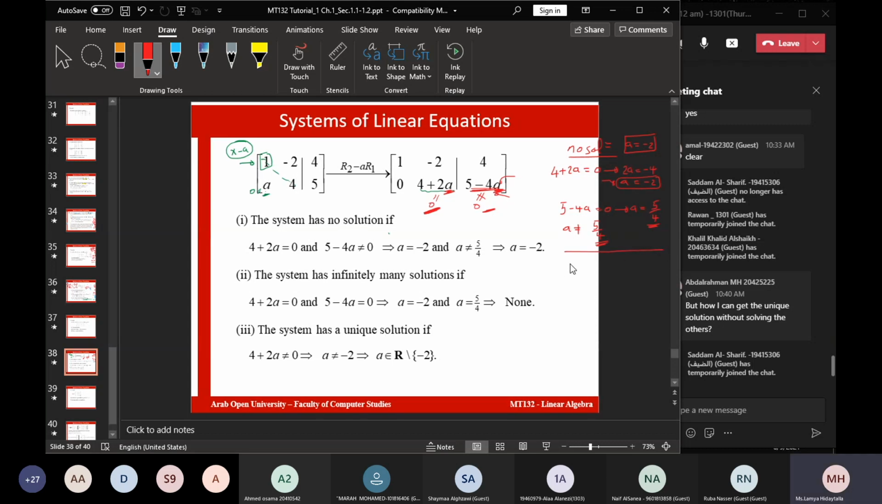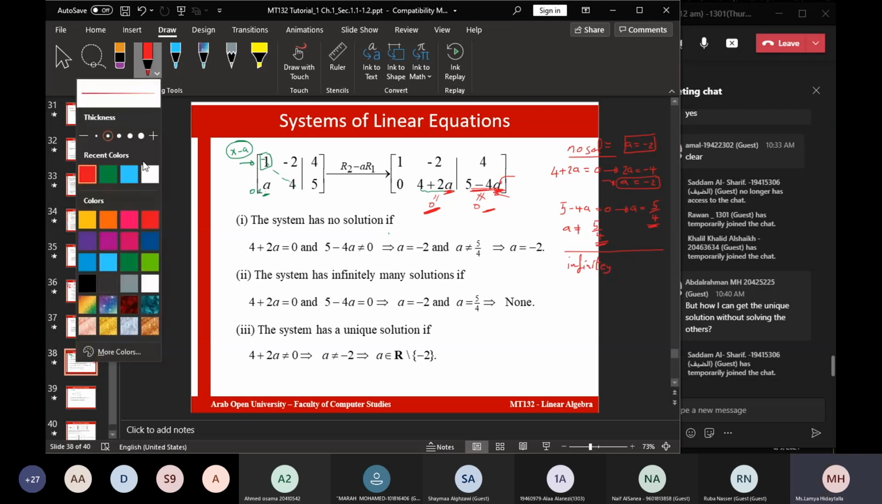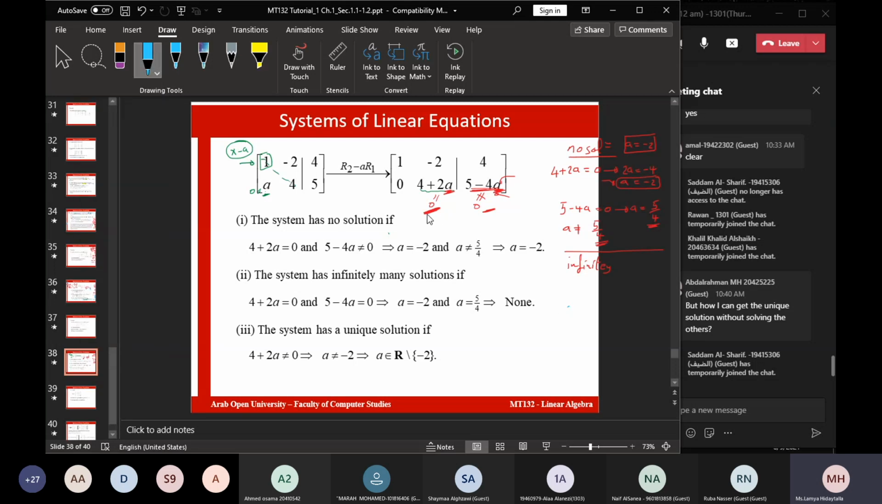Let's see infinitely many solutions. For infinitely many solutions, what should happen? This one should be 0, and we knew this is 0 when A should equal -2. Then we need this one to be 0 as well, which gives A equal to 5/4.